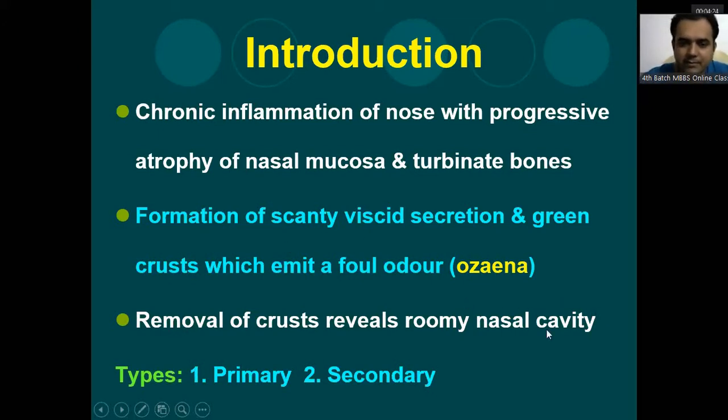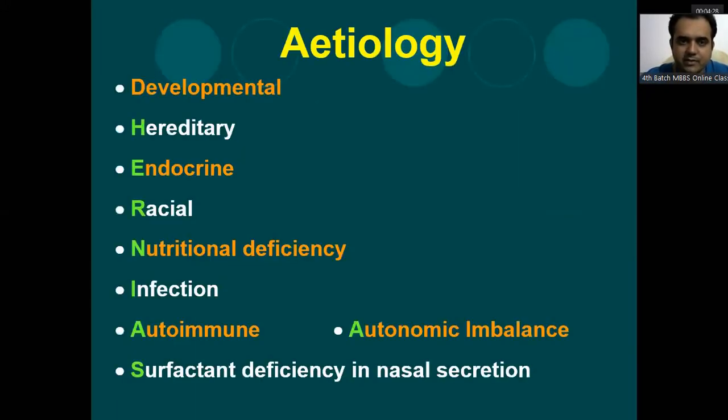This can be primary type and secondary type, right? Primary atrophic rhinitis. Etiology. So here is a mnemonic, right? HERNIAS. It is developmental, hereditary, endocrine, racial, nutritional deficiency, infection, autoimmune, autonomic imbalance, and surfactant deficiency in the nasal secretion, right?